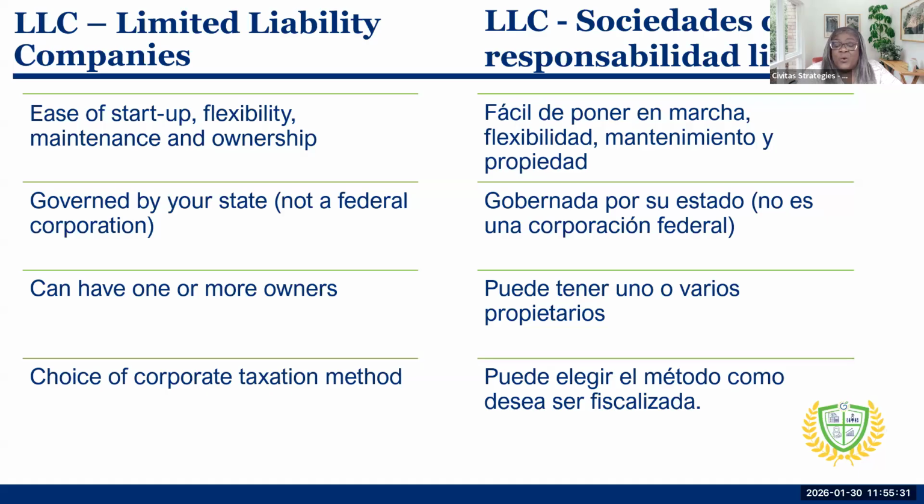Now, I do want you to take note that you can typically only change your elections once every 5 years. So let's say that you do elect to be treated as an S corporation. You're going to need to remain that for 5 years, and then you can go back and change it after that 5 years is up.